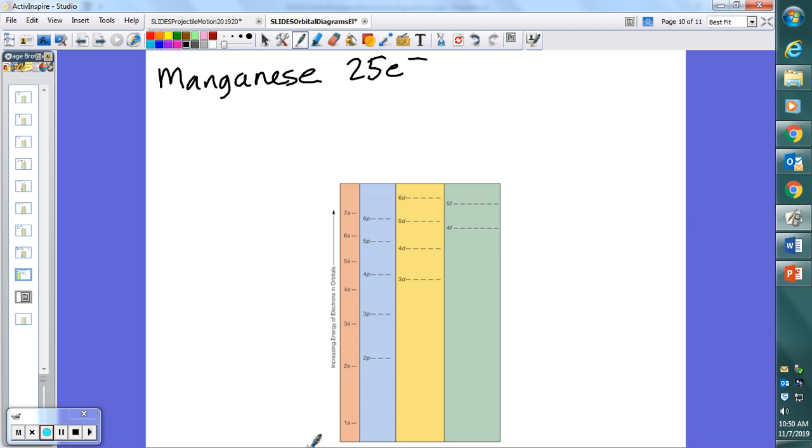All right, I want you to either by yourself or with the person next to you come up with an orbital diagram for manganese. Either a full orbital diagram or using the noble gas notation to make it shorter. Go.